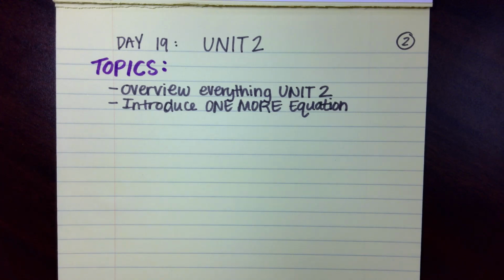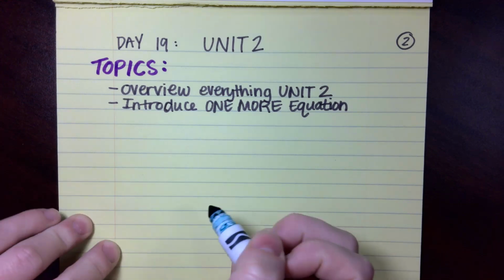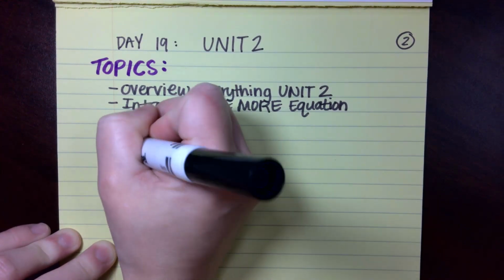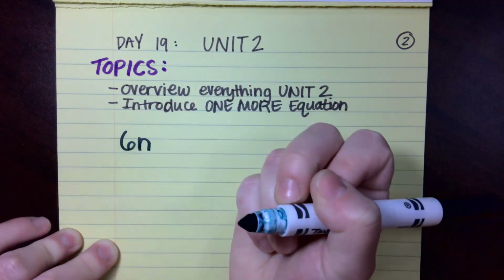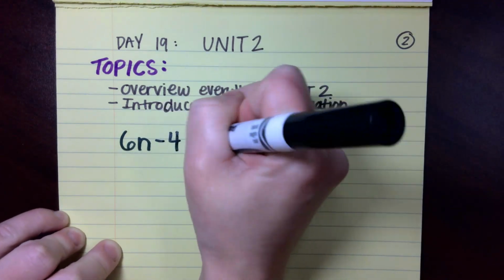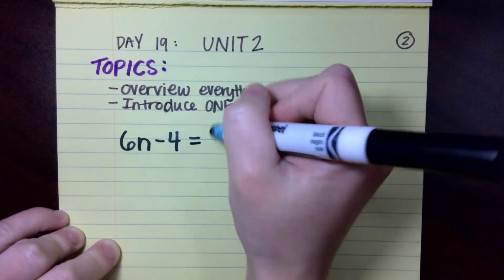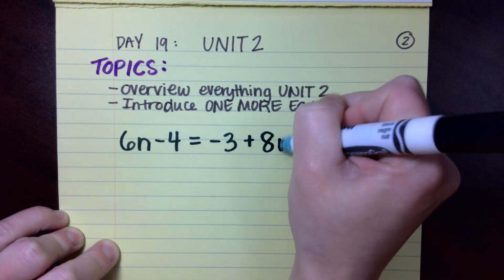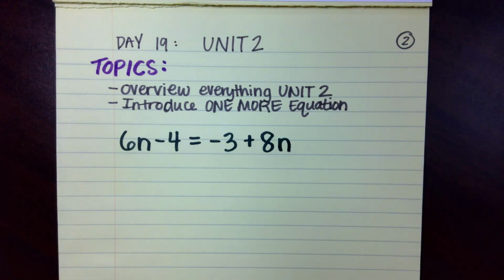How about 6 times n minus 4 equals -3 plus 8 times n. Okay.